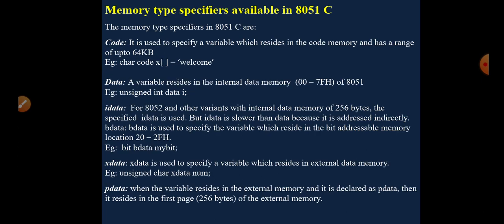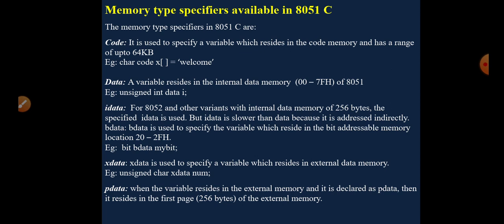Then we have the memory type specifiers which are available in 8051C. The first memory type specifier is code. It is used to specify a variable which resides in code memory and has a range of up to 64 kilobytes. For example, char code X equals the string "welcome". This declares the character array X, which means X is a variable of type character in the code memory.